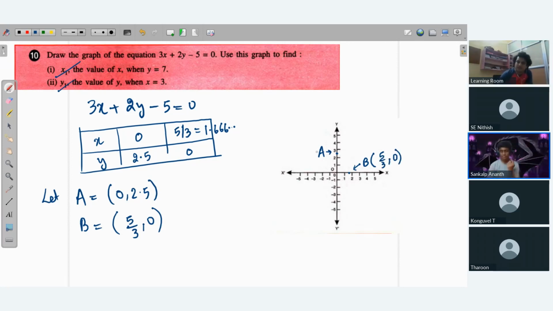Even if I am not exactly plotting 5 by 3 comma 0, it is an approximation. Being close enough, in a certain range, is enough. So what about 7 and 3? Sir, can you draw the line right next to that line? Yes, we can do that also. So the line is going to look like this.